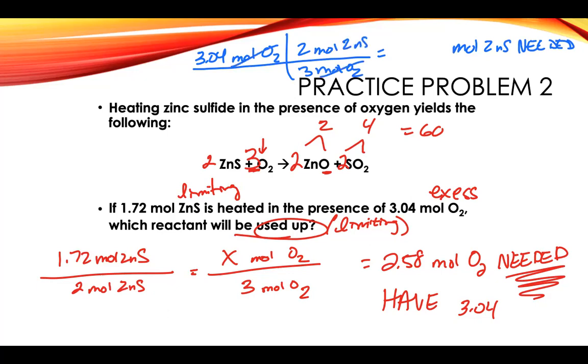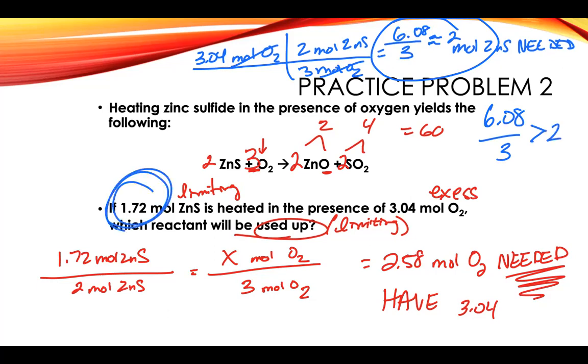Now, if I'm doing my mental math, I got 3 times 2 is 6, and 0.04 times 2 is 0.08, divided by 3. So that's going to be around 2. Even in this example, you can round if you want. If you're really quick with mental math, you can round because you don't need an exact number to determine what the limiting reactant is. If I guesstimate, 6.08 divided by 3 is a little bit greater than 2, but I only have 1.72. I have less than 2. So in that respect, I get the same answer. Zinc sulfide is limiting. So I would use this amount to calculate for my product.